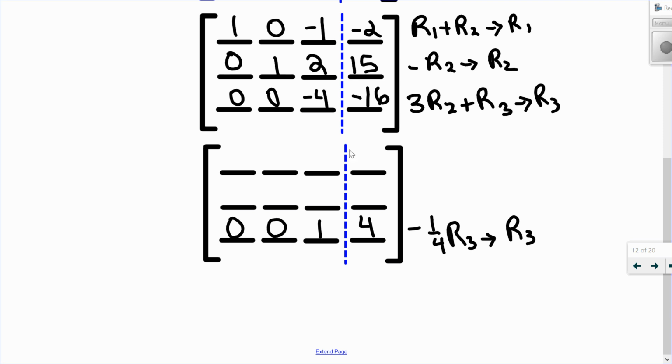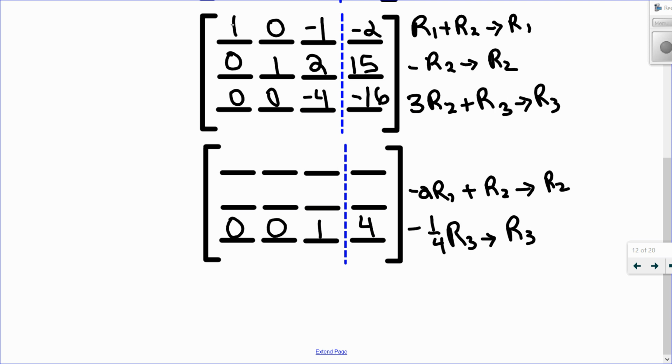Now that I've got that, I want to get zeros everywhere else. So let's think here. For row 2, I am going to multiply row 1 by negative 2 and add it on to row 2. So negative 2, no, that's not going to work.